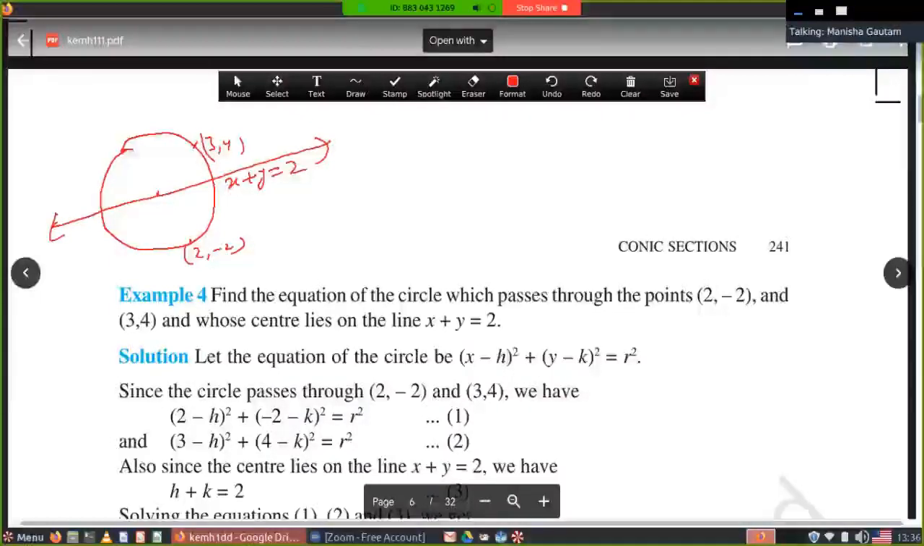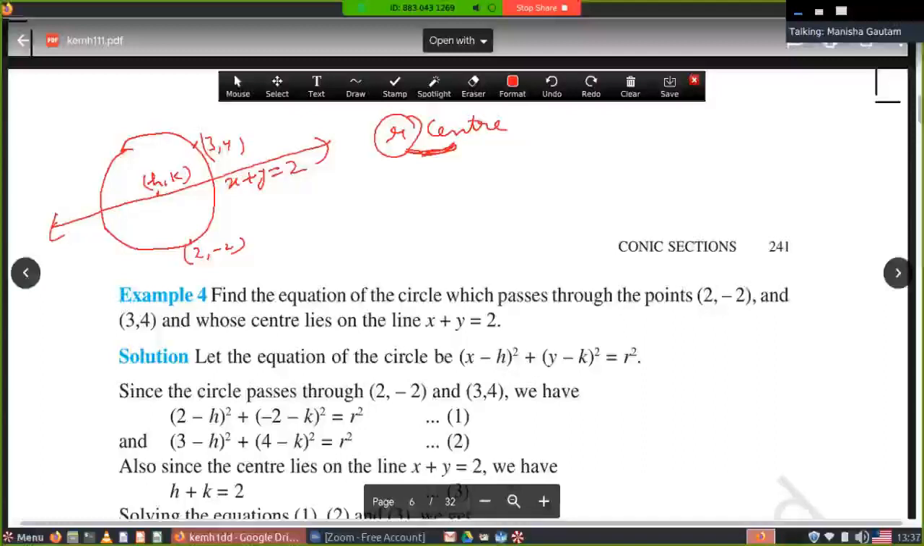For the equation of a circle, two things are required. First is r, second is the center of the circle. Two things are required to make the equation of a circle. Now let (h, k) be the center of the circle.